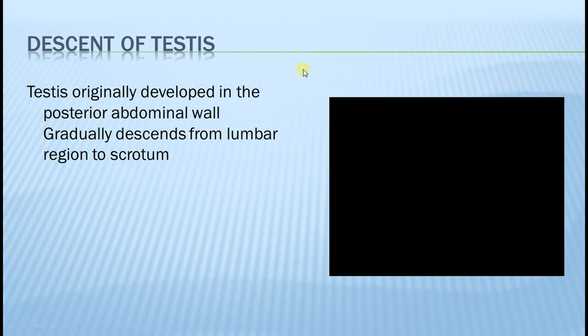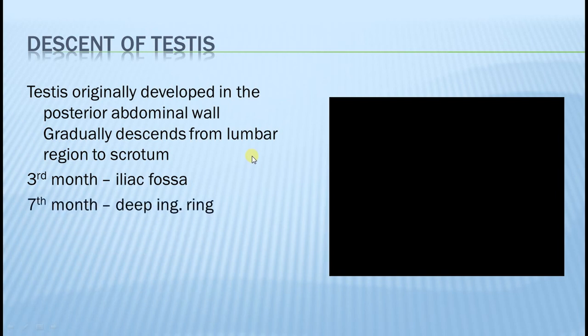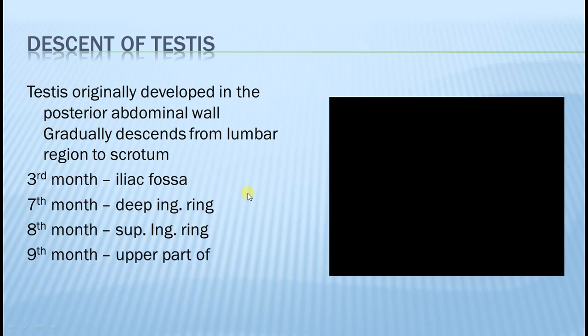So originally present in the lumbar region, on the posterior abdominal wall, it gradually descends from the lumbar region to the scrotum during the various stages of the fetus. So it reaches the iliac fossa in the 3rd month, the deep inguinal ring in the 7th month, the superficial inguinal ring in the 8th month, and ultimately in the 9th month the upper part of the scrotum. Just before birth, in the 9th month, it enters into the scrotal sac. That is called the descent of the testis.